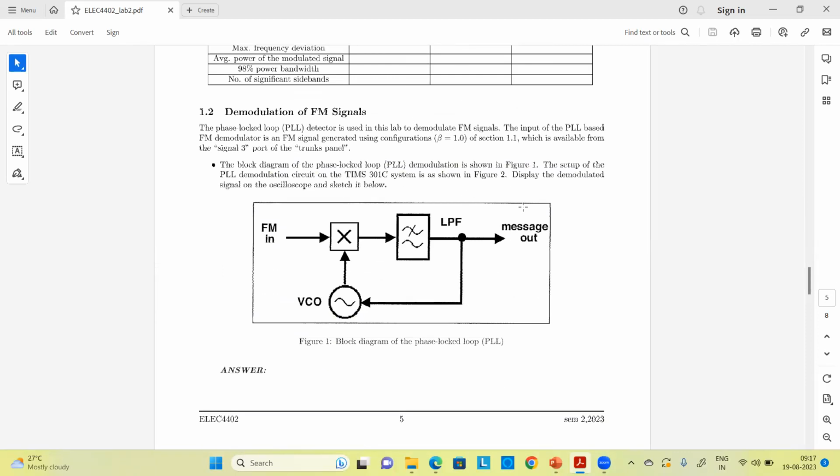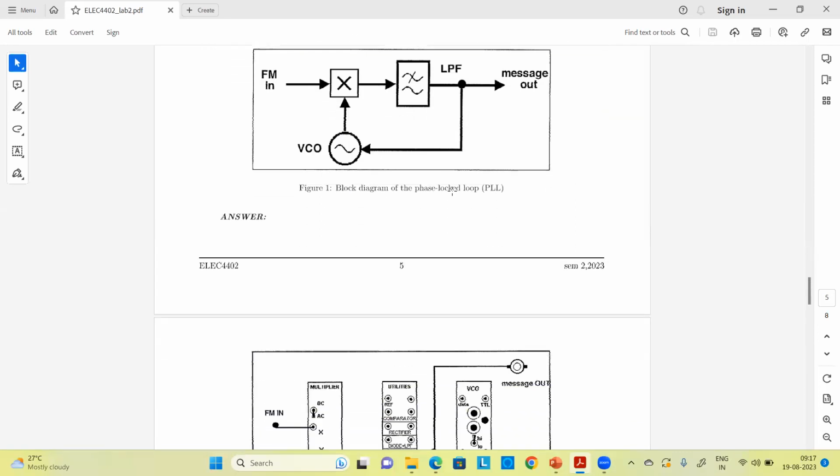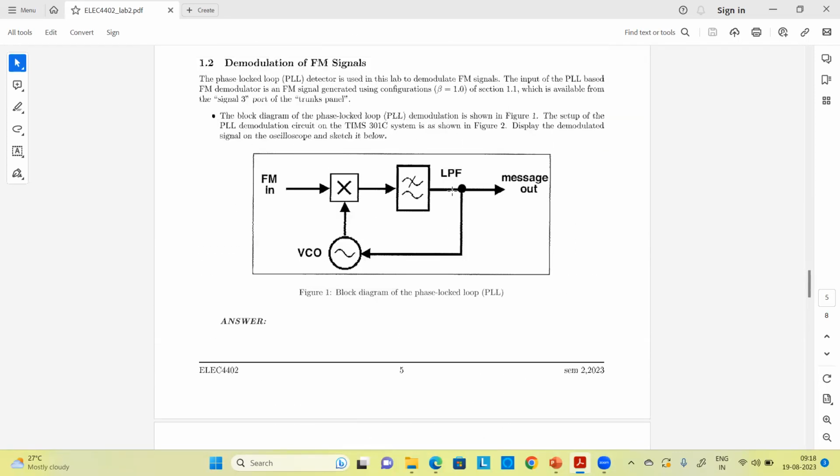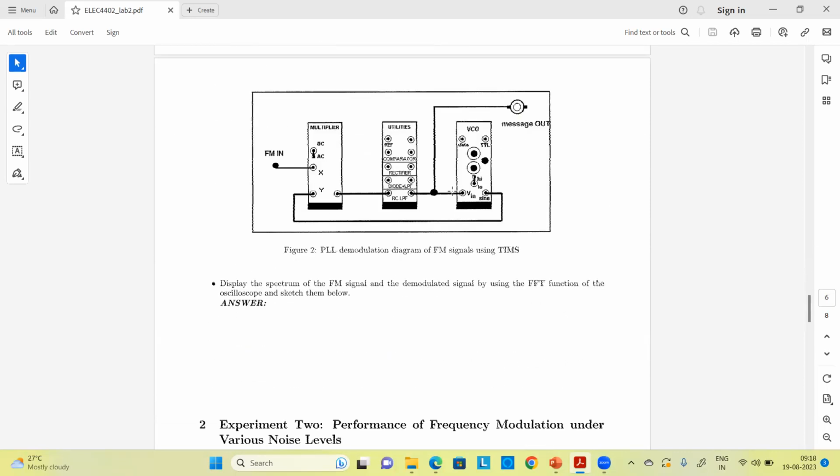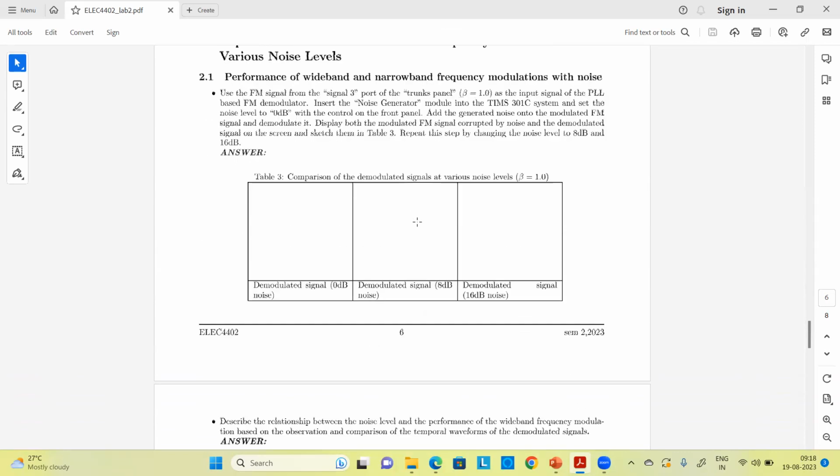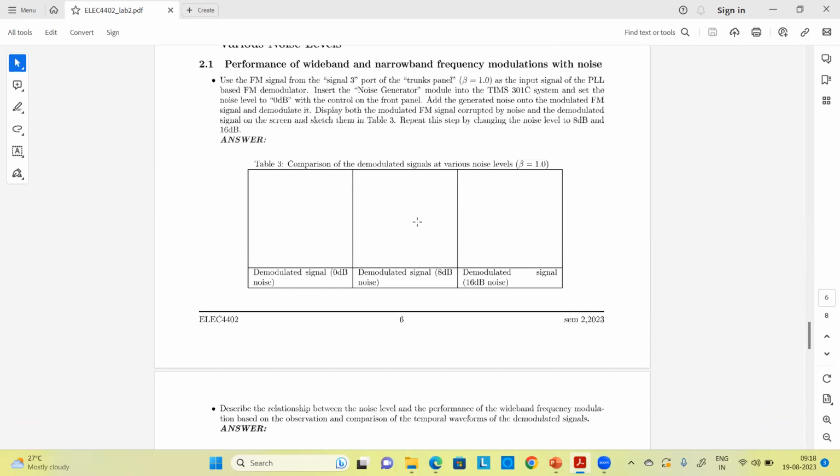Then, about the demodulation of FM signal, I will explain this entire PLL process. Here they have only given you the diagram, nothing more, so I'll explain the theoretical concept of it so that when you use the FFT function and everything, you'll be able to understand better. Your college professor will be teaching you that, and this part is purely based on experiments.